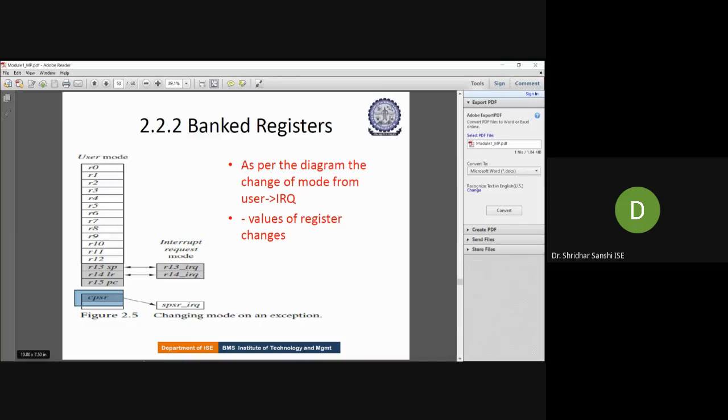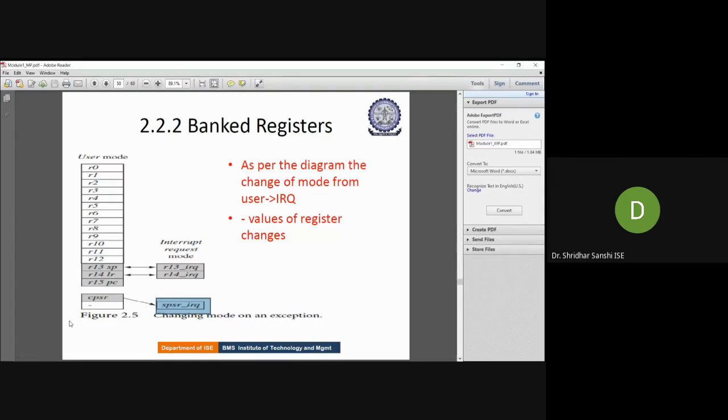That current state of the program has to be saved, because whenever the mode changes back to the user mode, the same state has to be present. Correct? So that's why we use CPSR. Whatever the content of CPSR is there, it will be copied to the SPSR IRQ. Once the mode changes back to the user mode, the same content of SPSR underscore IRQ will be returned back to the CPSR.